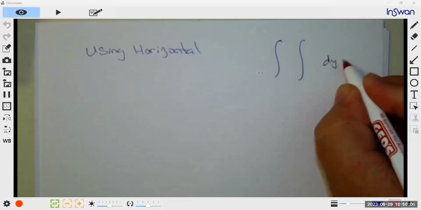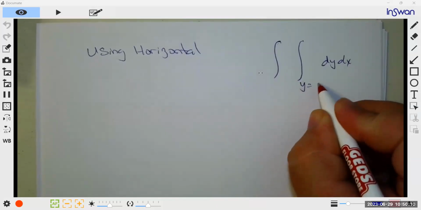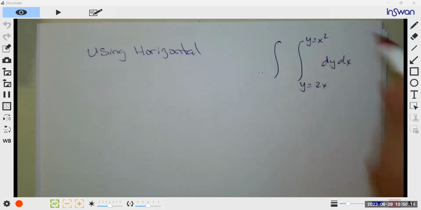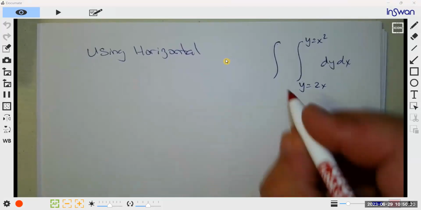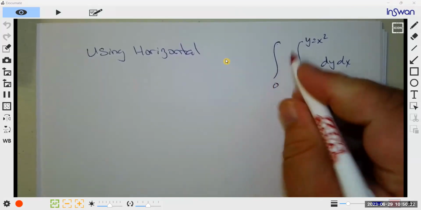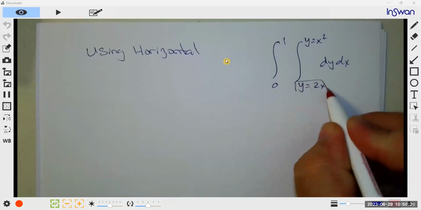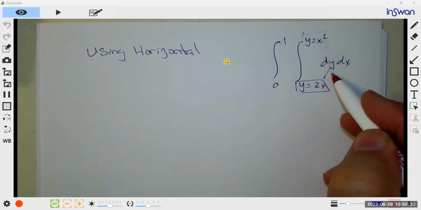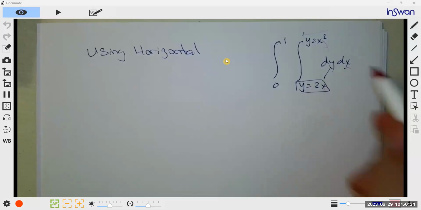Let's say this is dy dx. Whenever you switch the inner bounds of integration, and this is 0 to 1, we know that since this is the inner one, that has to be a function of y. It is y, and it's a function of x, presuming that last.